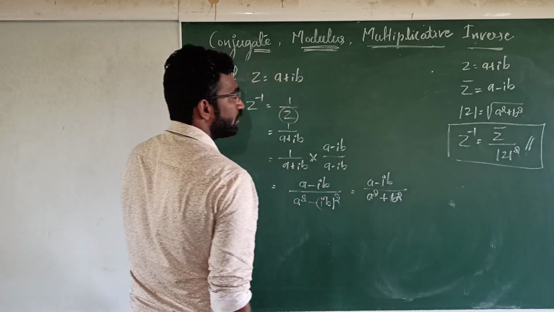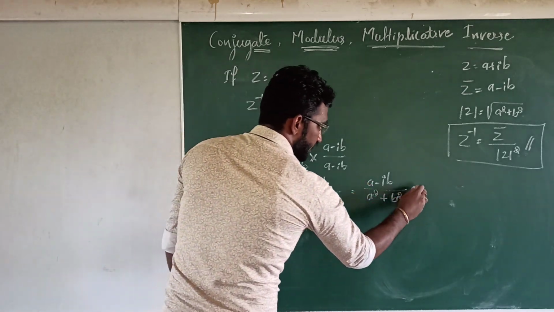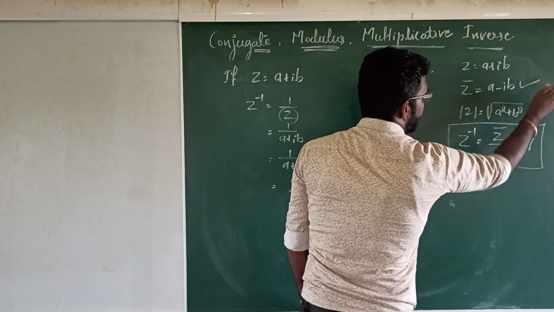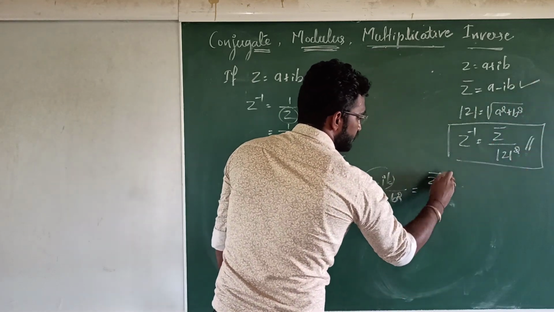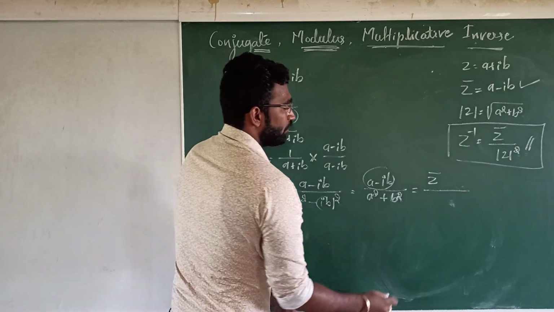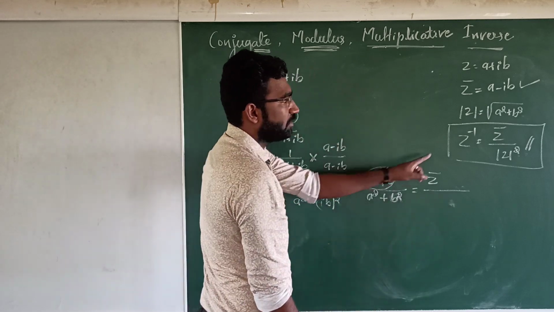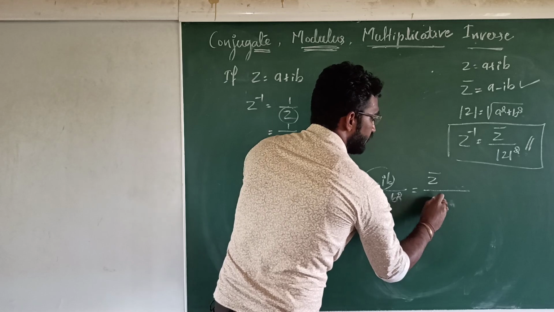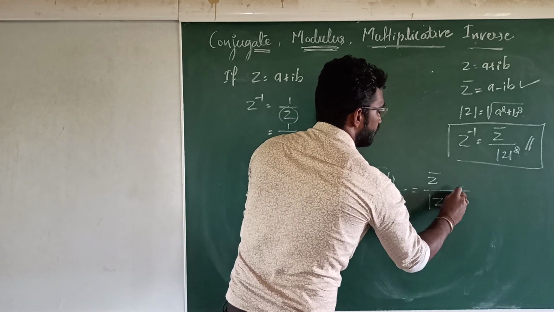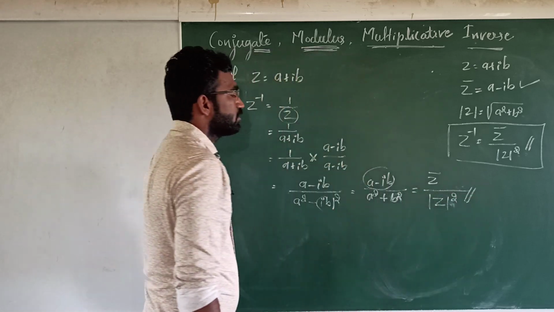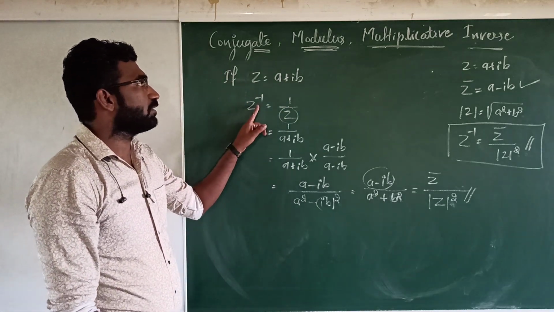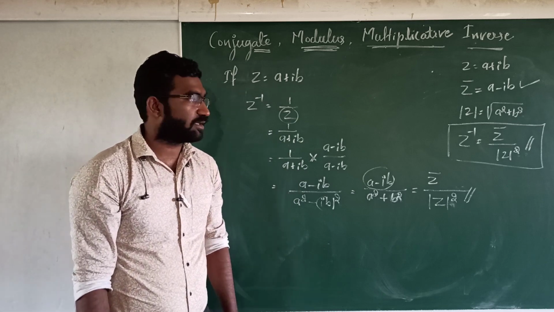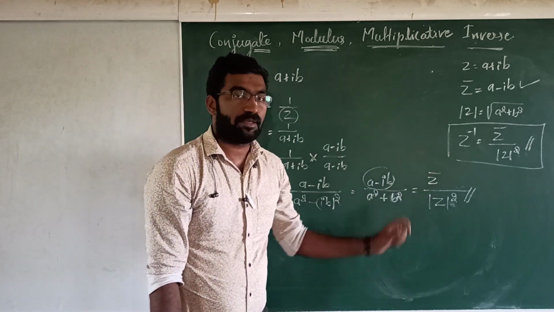So a minus ib is nothing but the conjugate. You can write it as z bar divided by a square plus b square, which is nothing but the square of the modulus. So the square of the modulus you can write as mod of z whole square. So this is the proof of how to find the multiplicative inverse. This proof is not that important, but I showed how this came.